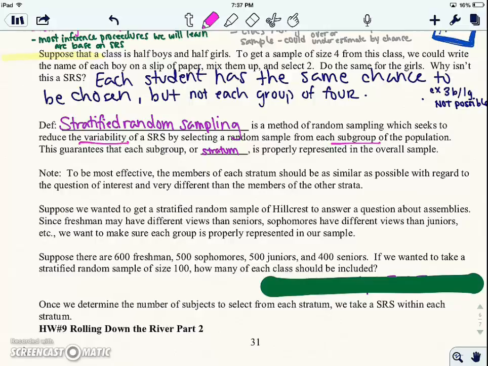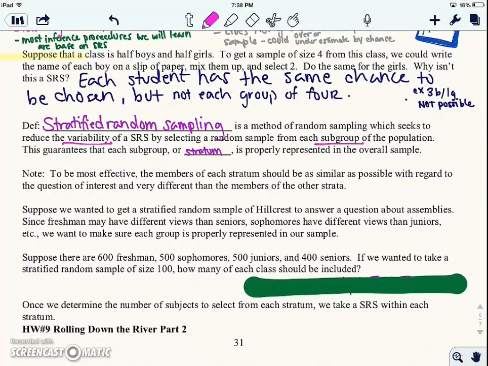So a subgroup would be, Hillcrest High School is our population, juniors are a subgroup, seniors are a subgroup. Okay, they're a group inside the whole. Note, to be most effective, the members of each stratum should be as similar as possible with regard to the question of interest and very different than the members of other strata.